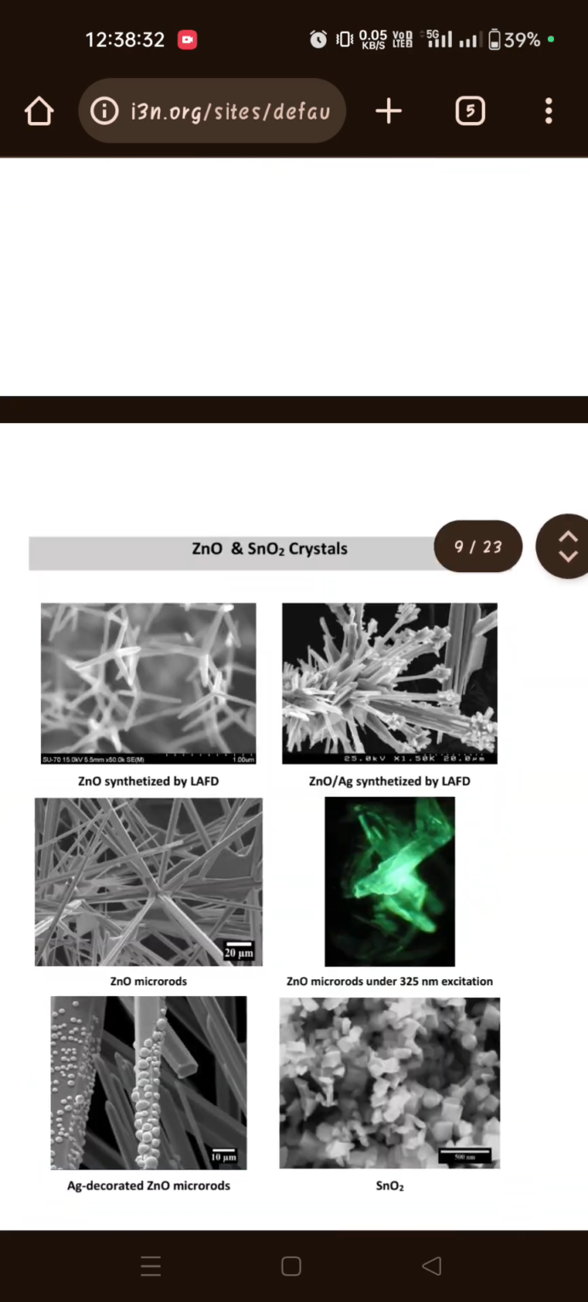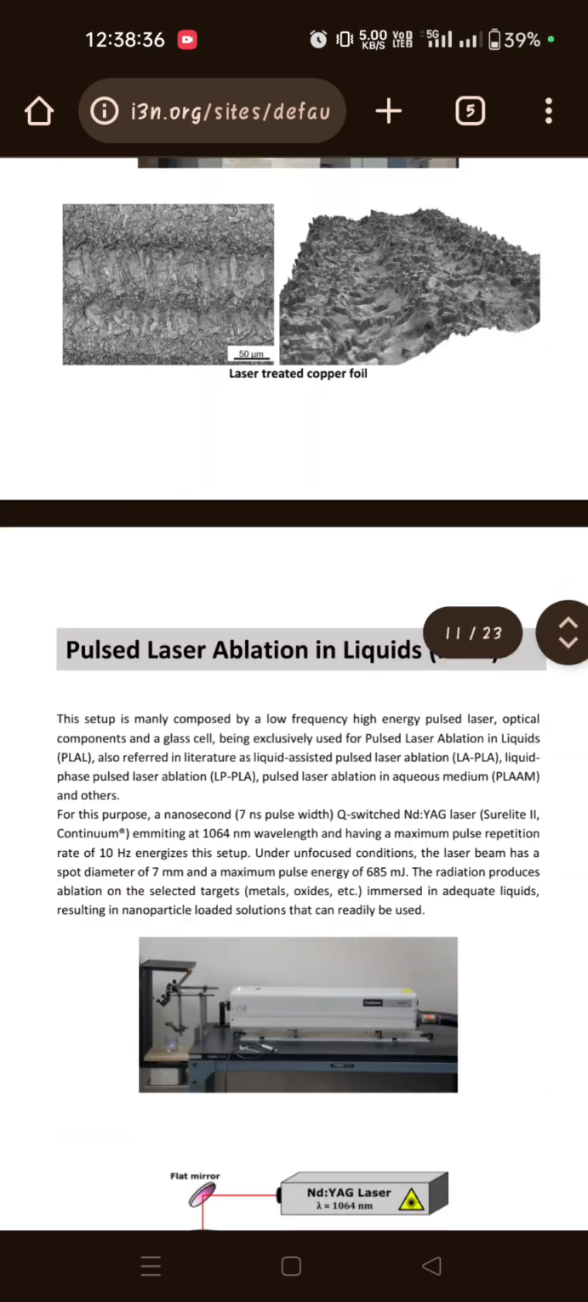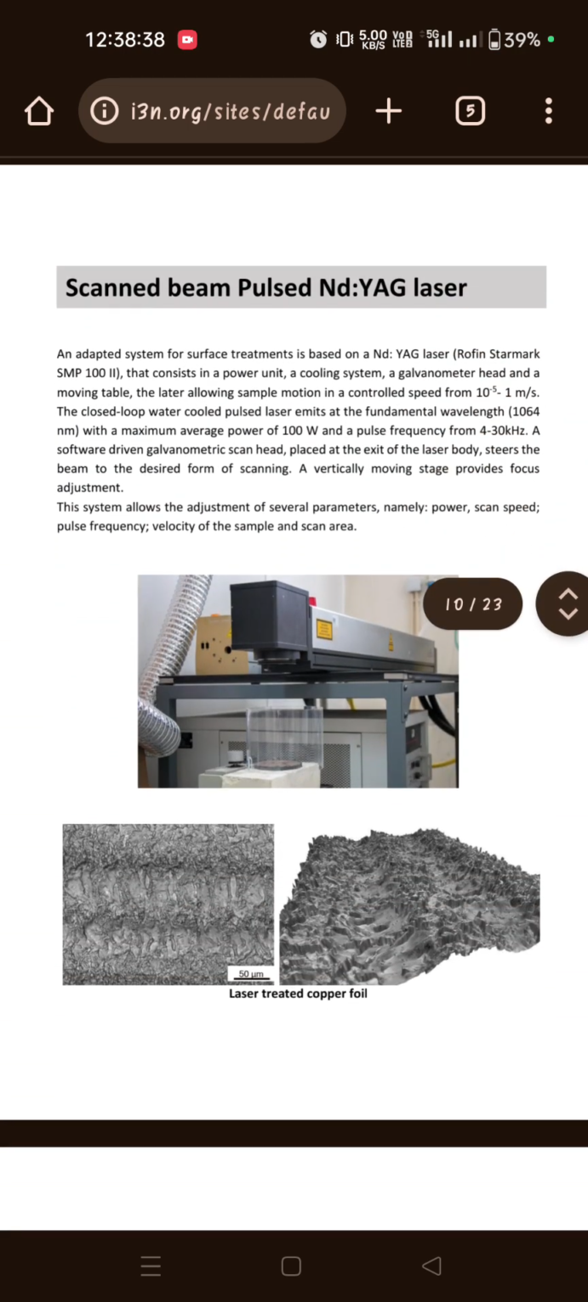We can see the laser, a pulsed laser, an Nd:YAG laser. So an allotted system of surface treatments is based on the Nd:YAG laser. The Nd:YAG is a very powerful laser. It is a 3-level laser having a very good efficiency of breaking the component into simpler structures.